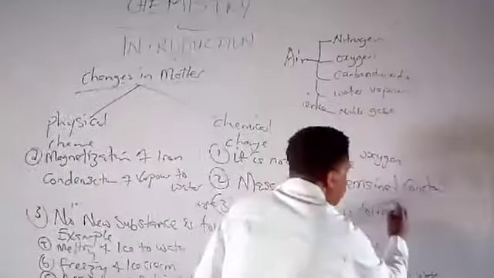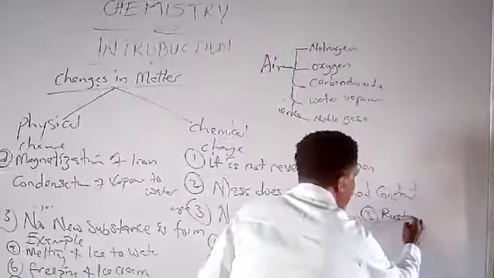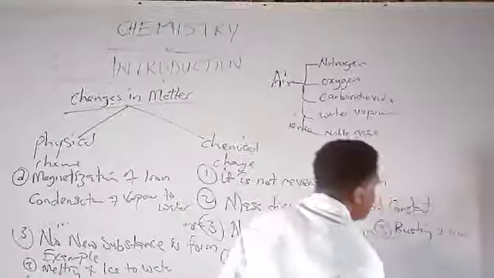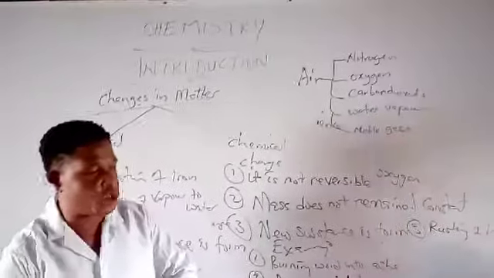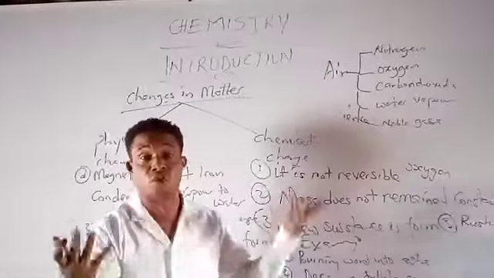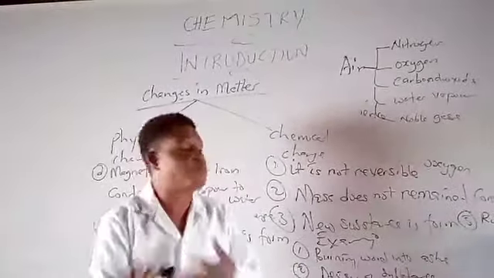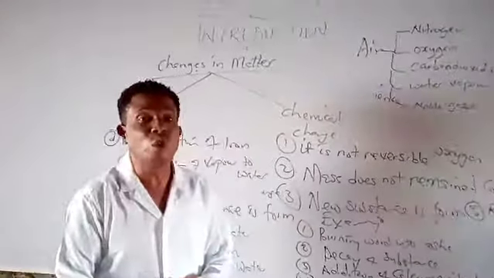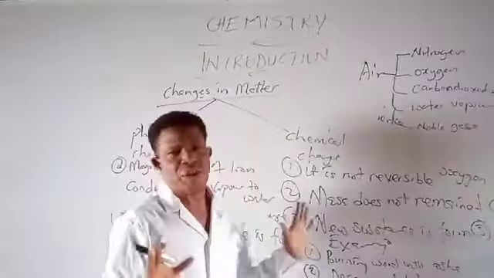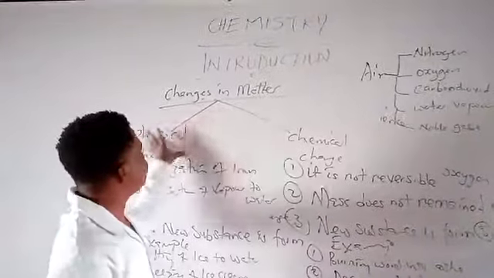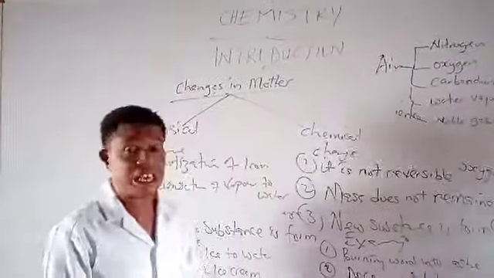Number five is the rusting of iron. When your iron rusts, you cannot get it back. That process is not reversible. So these are the changes that take place in matter.